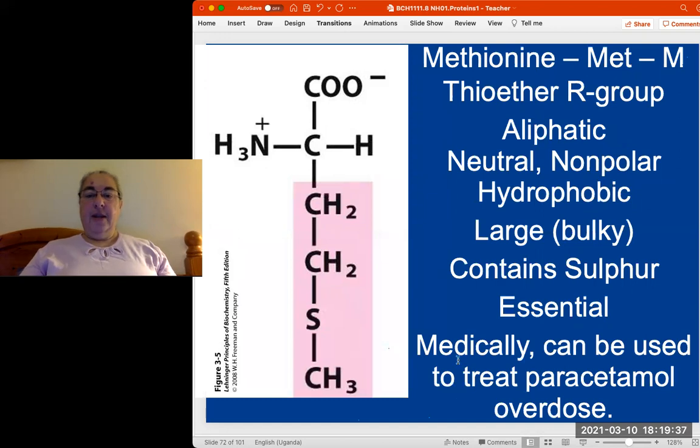Methionine is one of the 2 amino acids that contain sulfur. And here the sulfur is in the middle of a chain, so it cannot easily react with another sulfur. But because it contains sulfur, it can be used in medicine to treat paracetamol overdoses. This side group is quite large, so this is one of the large or bulky amino acids.